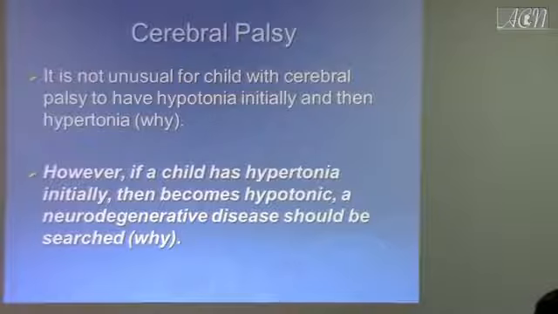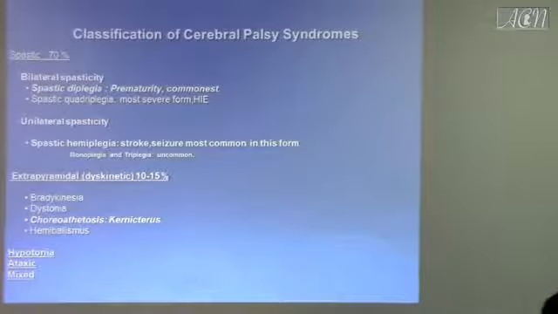Now, it is not unusual for a child with cerebral palsy to have hypotonia initially and then hypertonia. Why? We just said that. However, if a child has hypertonia initially and then becomes hypotonic, a neurodegenerative disease should be searched for. Like what? Give me just 2 examples. Metachromatic leukodystrophy. It can affect the central nervous system, so they become very stiff, and then hit the peripheral nervous system, then they become hypotonic because we damage the nerves. Krabbe disease, another example. Okay? Molybdenum cofactor A deficiency. We'll talk about this later on. It's a neurodegenerative disorder. That's a good example.